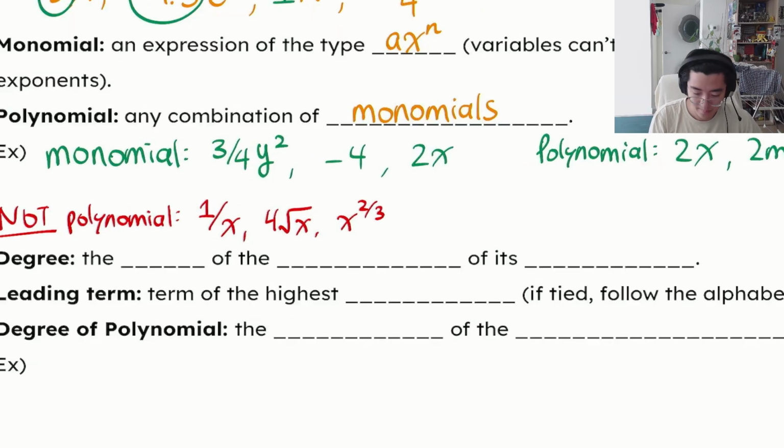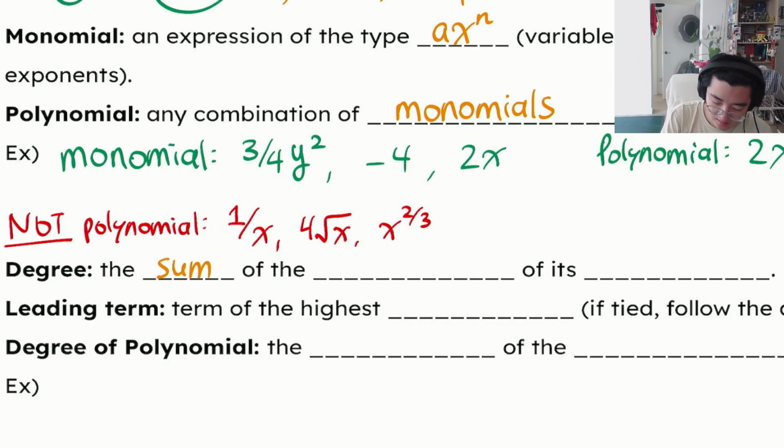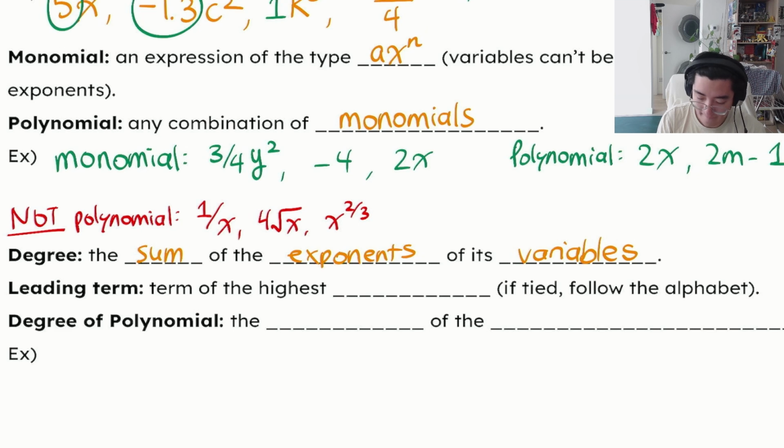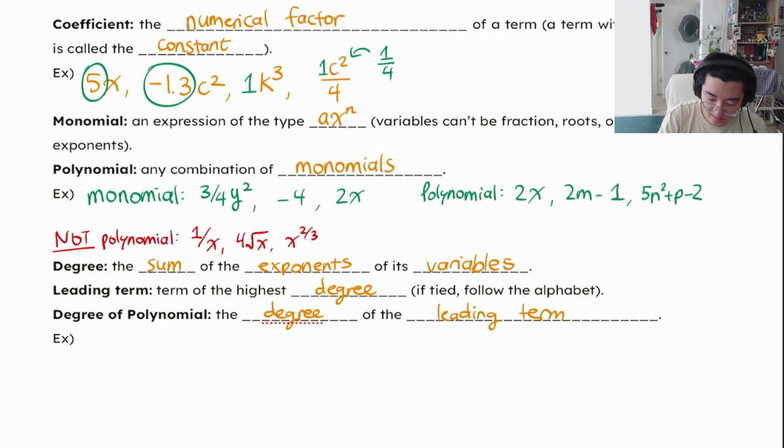Next, we have the degree. The degree of a polynomial is just the sum of the exponents of all the variables. And the leading term is pretty much the term with the highest degree. We'll do some practice on calculating degrees in a bit. And the degree of a polynomial is the degree of the leading term. So all those are connected here. So that sounds like gibberish, right? Let's do some examples here.